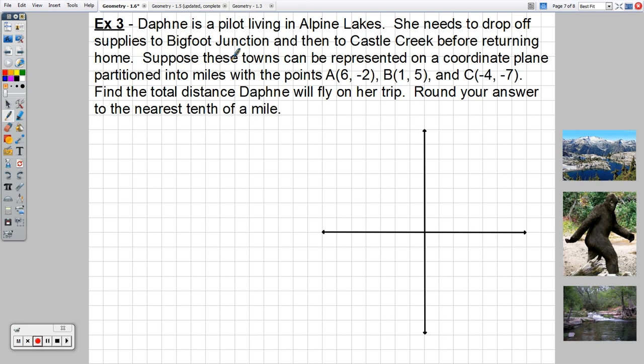But moving on to a third example. Now we have Daphne. She's a pilot living in Alpine Lakes. Here's her town around there. Man, that is beautiful. She needs to drop off supplies to Bigfoot Junction and then to Castle Creek before returning home. Suppose these towns can be represented on a coordinate plane. Here's our coordinate plane, partitioned into miles with the points A at 6, -2. So 1, 2, 3, 4, 5, 6, and down 2. This is going to be point A at 6, -2. That's representing Alpine Lakes. B is at 1, 5, over 1, up 1, 2, 3, 4, 5.